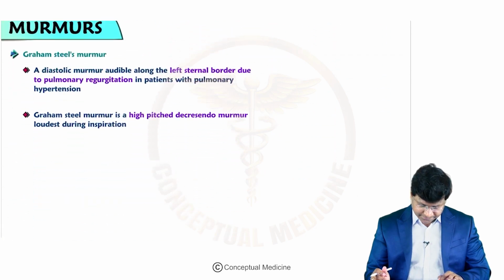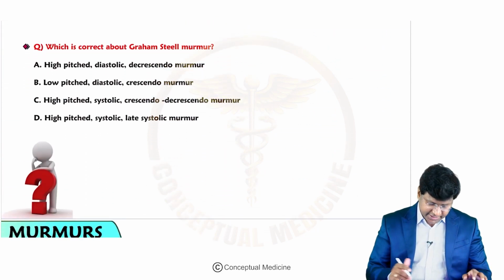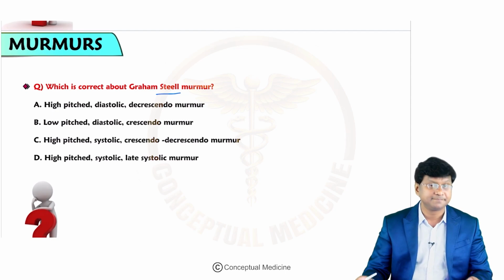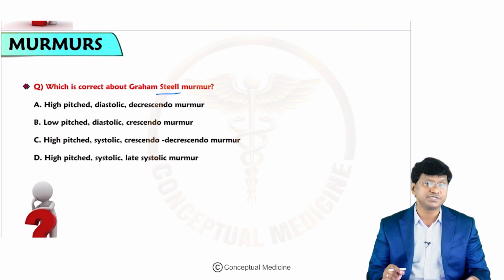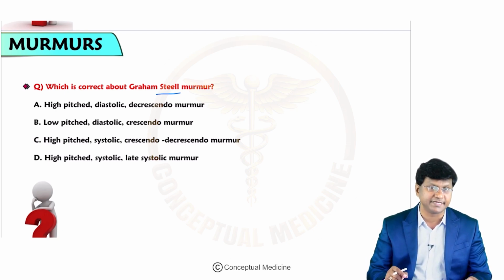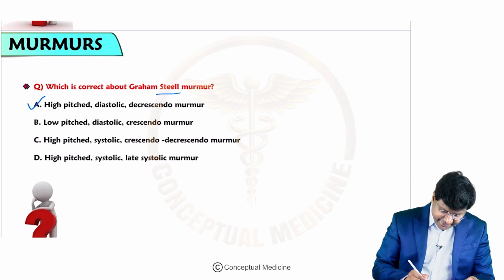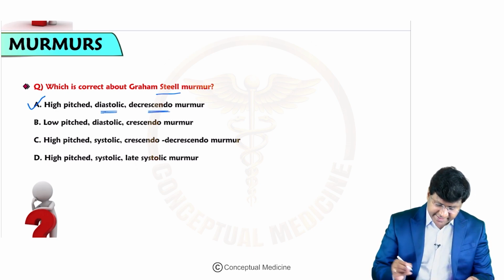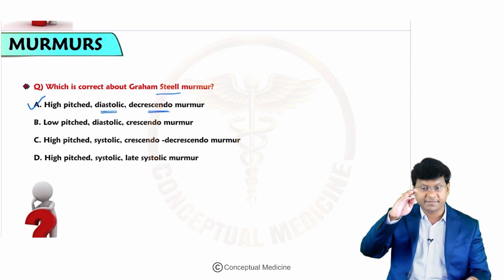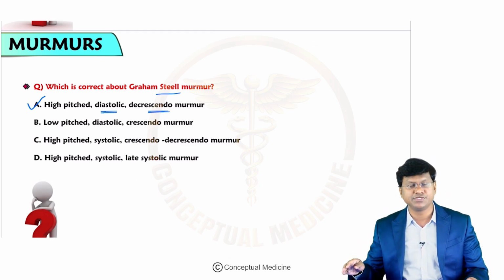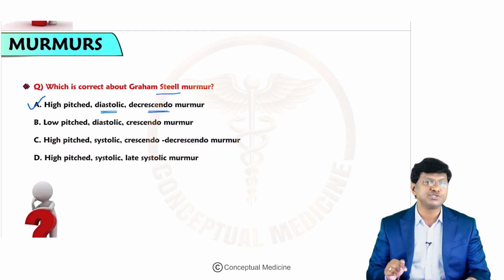Next, which is the correct statement about Graham-Steele's murmur? Among the options given to you, Graham-Steele's murmur, which is heard in pulmonary regurgitation secondary to pulmonary hypertension, is a high-pitched diastolic murmur, which is a decrescendo murmur. That is, from higher intensity, it will be reducing to a lower intensity, and that is your decrescendo murmur.